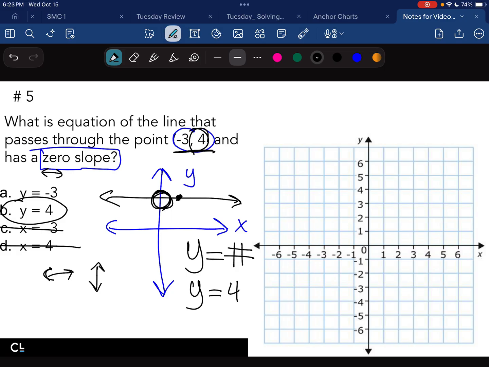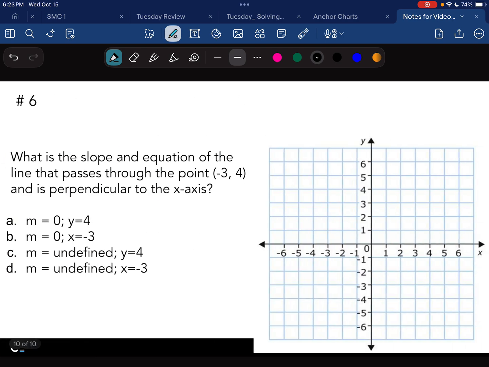All right, I'll give you time to write this down. All right, go ahead and do number 6. Go ahead and do number 6 completely by yourself.